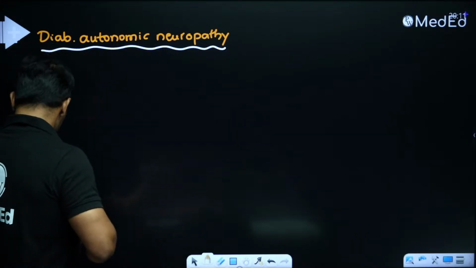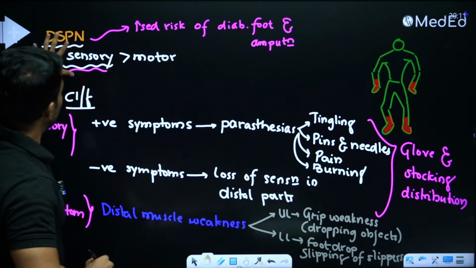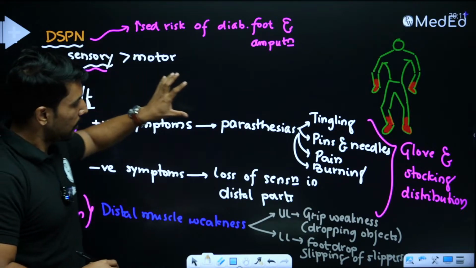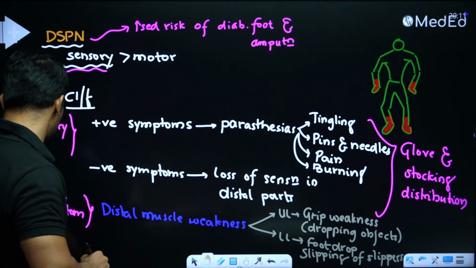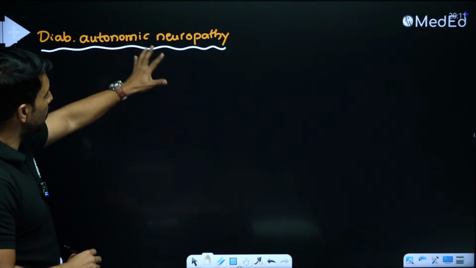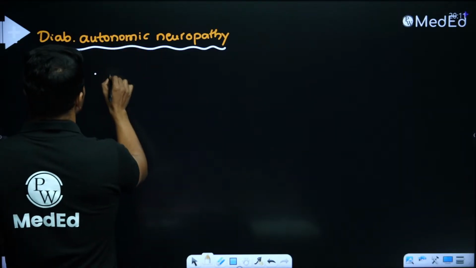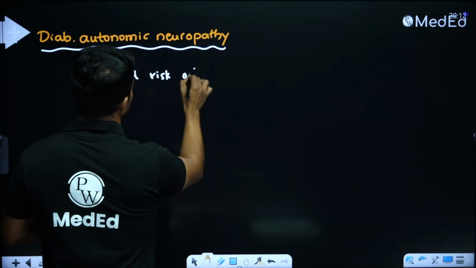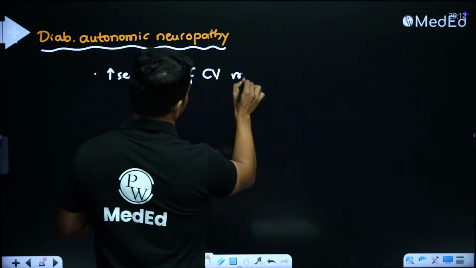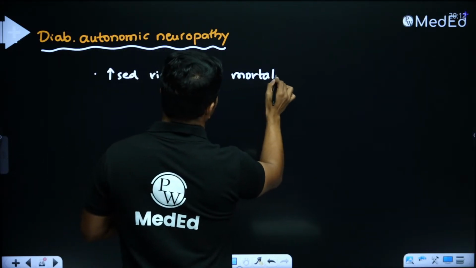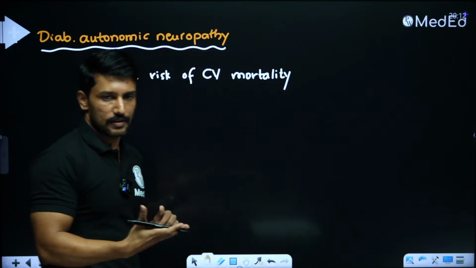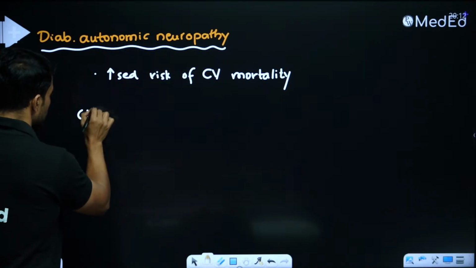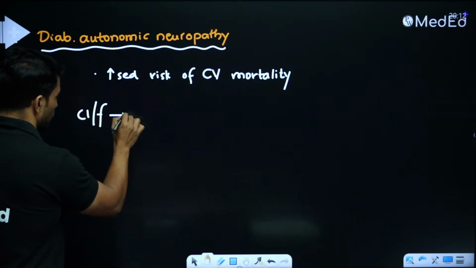So just like how this diabetic distal sensory motor polyneuropathy was leading to the increased risk of diabetic foot and amputations, similarly, this diabetic autonomic neuropathy is associated with increased risk of cardiovascular mortality. We'll understand why. It increases your risk of dying if you have the autonomic neuropathy. Why? Okay. So what clinical features will I get when I have this autonomic neuropathy?